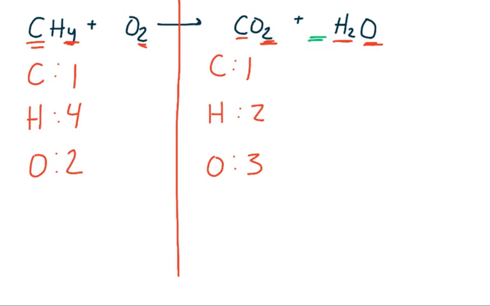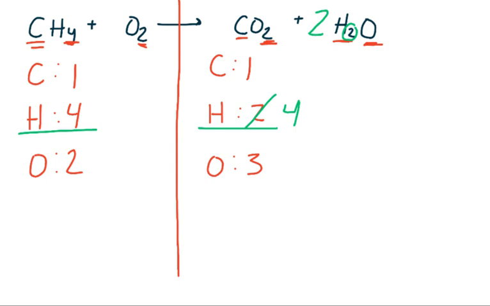Since our carbons are already balanced, let's look at our hydrogens. We have 4 hydrogens and 2 hydrogens. We can't make less hydrogen on the reactant side. The only thing we can do is add more to the product side. I have 2, but I want it to be 4. So if I multiply 2 times 2, that equals 4. So now I have 4 hydrogens, and that's really good.